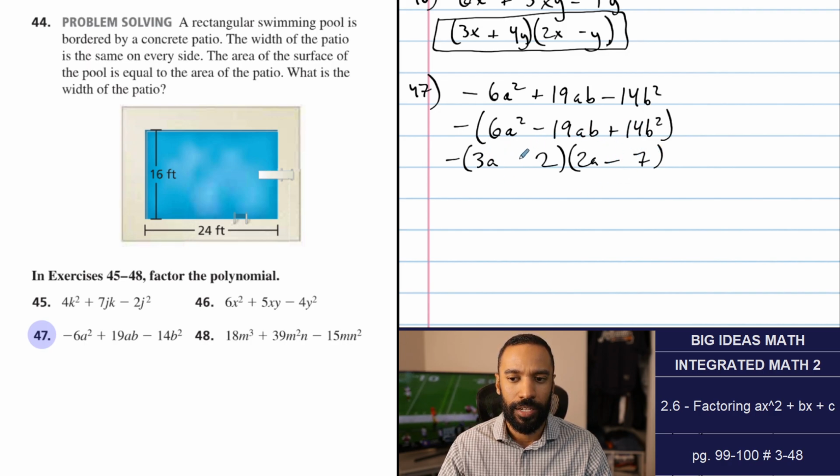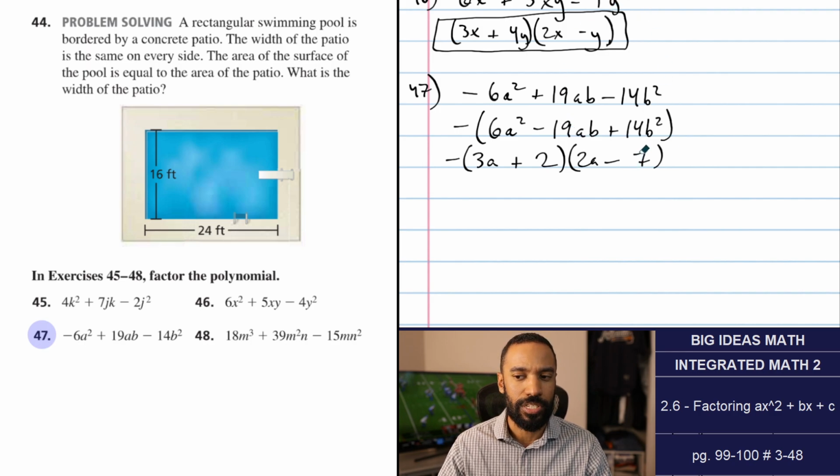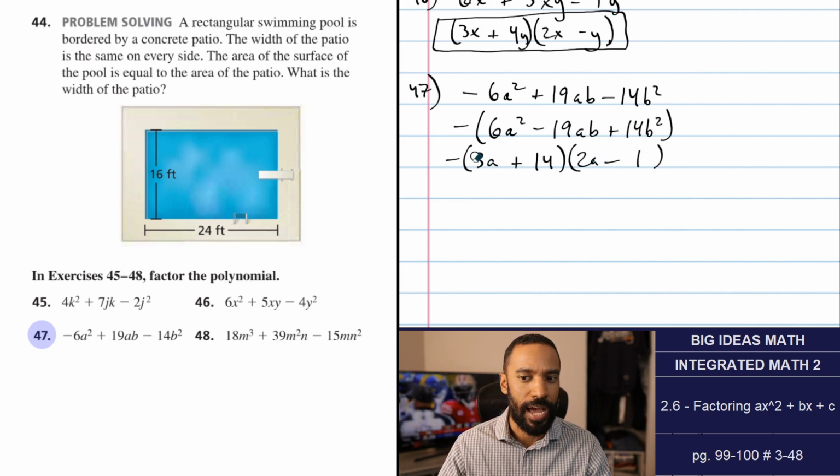Negative 21 plus 4. Oh, that doesn't work. Negative 21 plus 4 isn't negative 19. So that actually does not work. Does 14 and 1 work with these numbers? I don't think so. If it does, I've got to try the 14 here and the 1 here. Negative 3 plus 28. That doesn't work. So it's not 3 and 2.